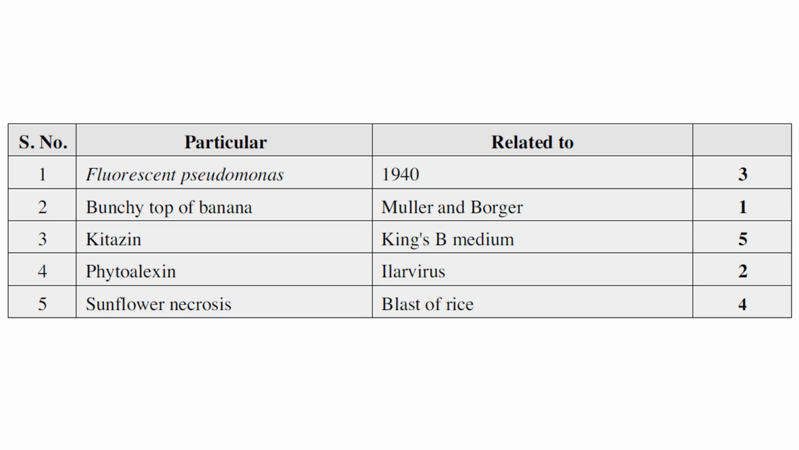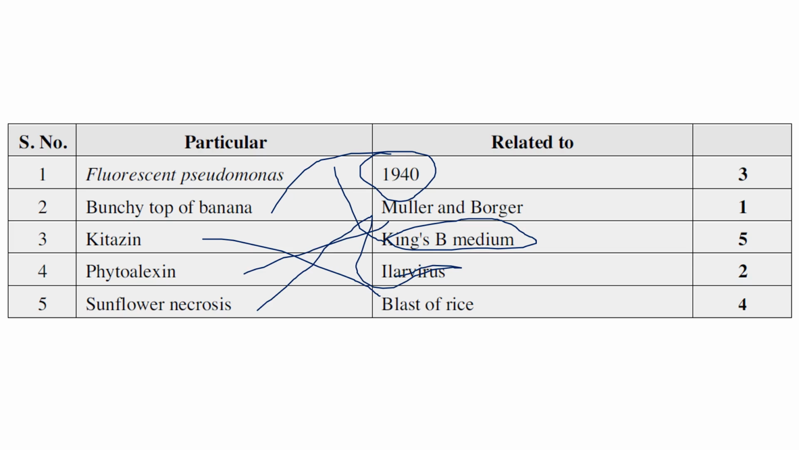Fluorescent Pseudomonas, that is related to their asking. Fluorescent Pseudomonas or Pseudomonas fluorescens can be isolated by using King's B medium. Banana bunchy top was identified in 1940. Kitazin is recommended for blast of rice. We can also recommend iprobenfos, edifenphos, the trade names that I have given: Kitazin, Hinosan, and one more is tricyclazole. Phytoalexin, Muller and Borger, 1940. Sunflower necrosis disease, LR virus. Actually, sunflower necrosis virus comes under LR virus.